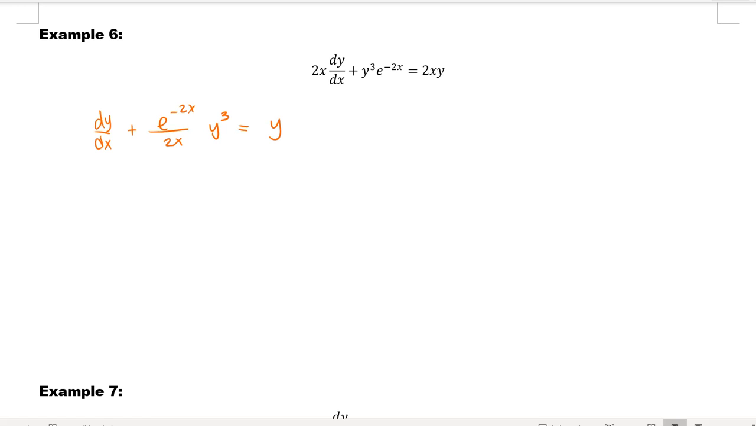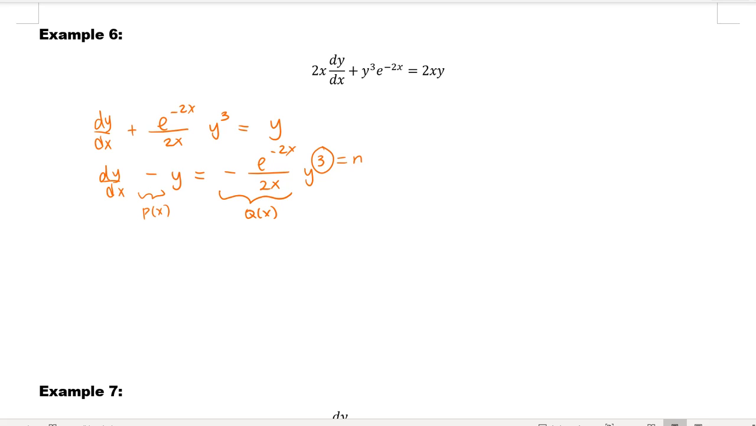Alright. So, let's see, because this is the linear term, we should move this to the left. So we have dy/dx minus y equals negative e to the minus 2x over 2x times y cubed. Okay, then p of x is minus 1, q of x is this giant term, and then n is 3.